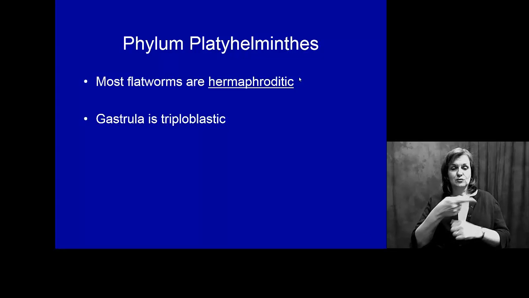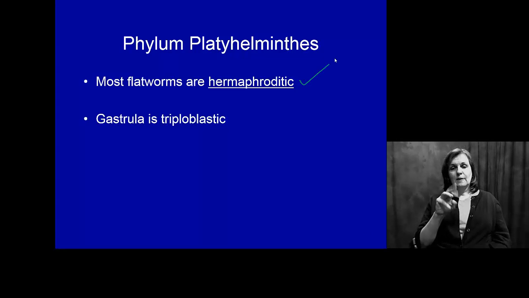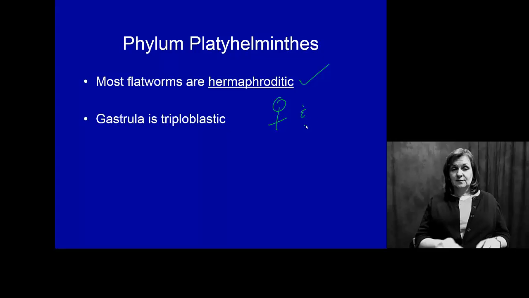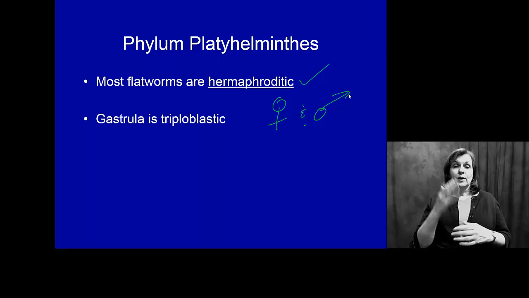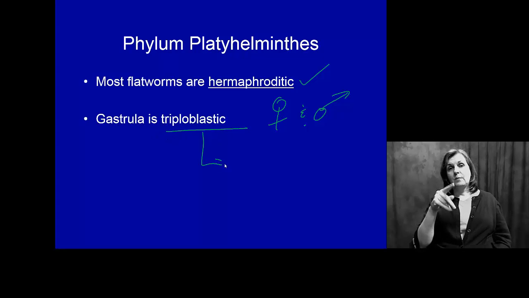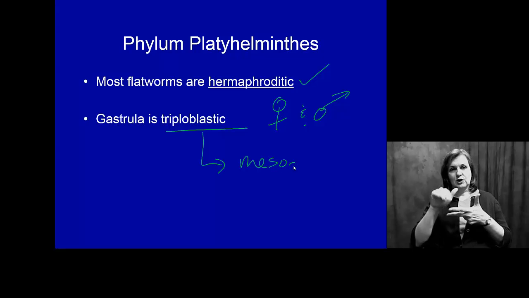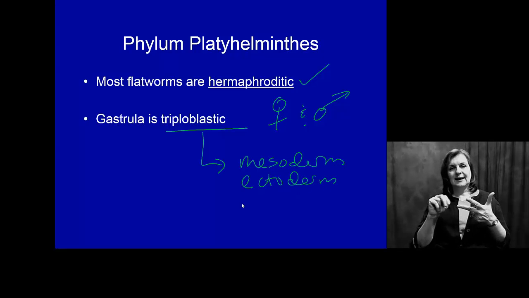We do look reproductively at most of them as being hermaphroditic. They don't come into contact with each other very often. Remember, that was an important characteristic in reproduction. So having both male and female reproductive structures is important. We've already talked about the fact that they are triploblastic, meaning that they have a mesoderm, ectoderm, and endoderm.